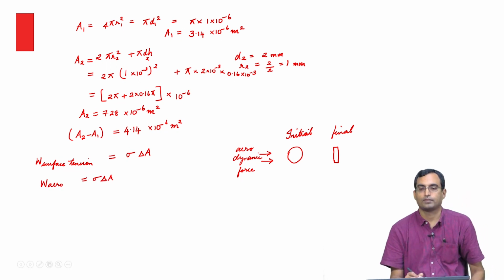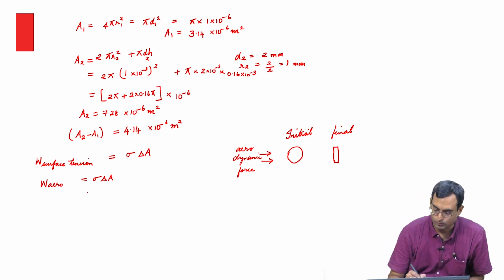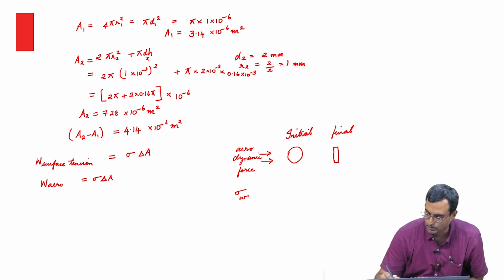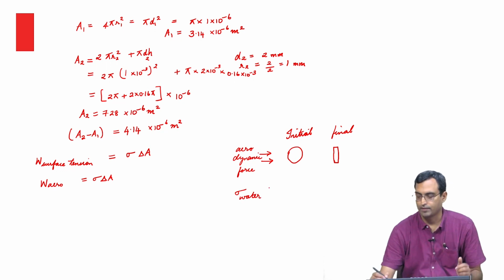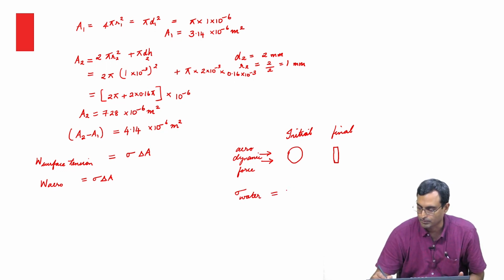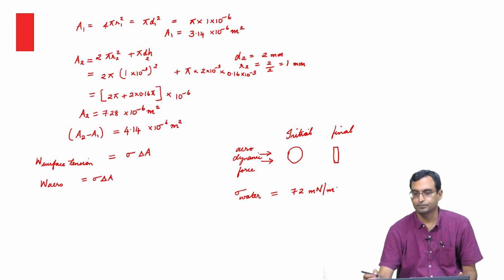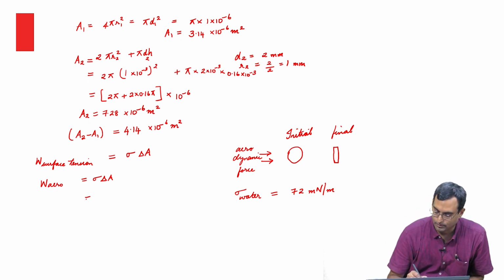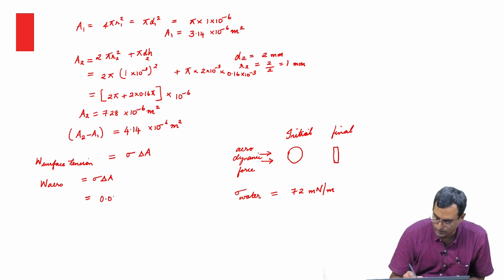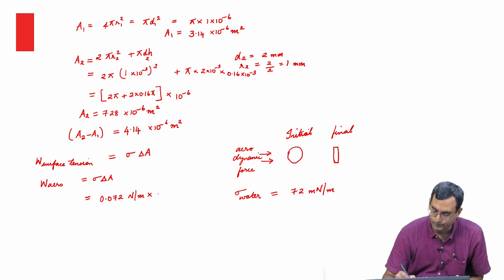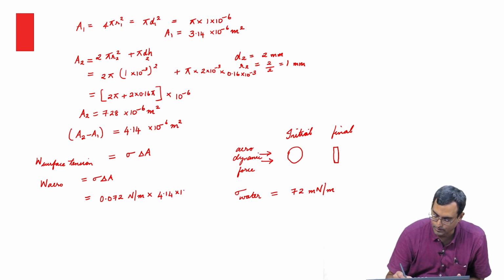So, we need to know the value of the surface tension. The surface tension of water, which we did not give in the question but should have been there, is generally about 72 millinewton per meter. So, that is 0.072 Newton per meter into 3.24 into 10 power minus 6 meter square.